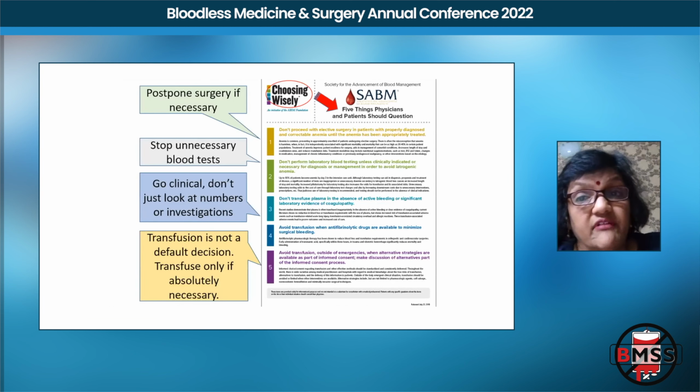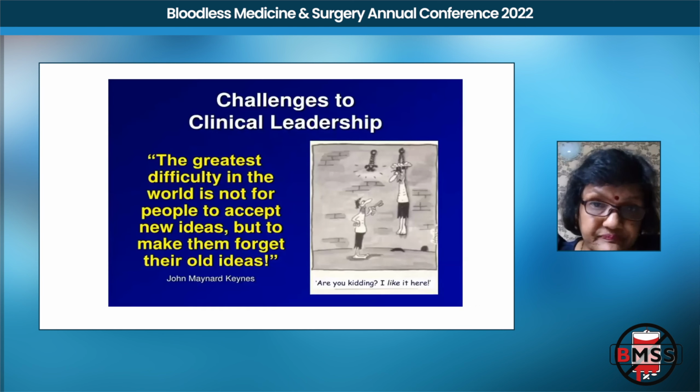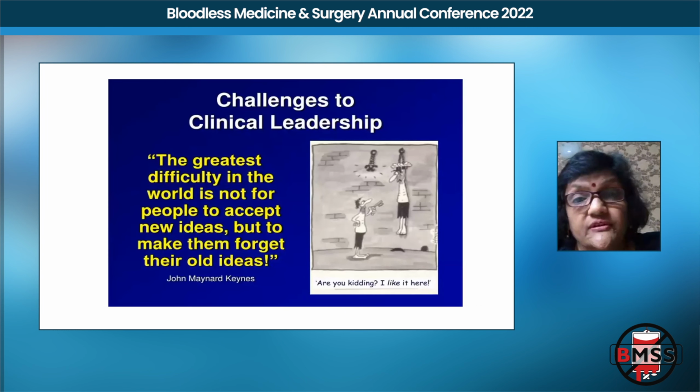The Society for the Advancement of Blood Management has said that we should postpone surgery if we need to optimize the hematocrit, and we have to stop unnecessary blood testing. And we should go clinical, not just looking at numbers on the investigation. Transfusion should not be a default decision, and we should only do it if it's absolutely necessary. So what are the challenges to clinical leadership?